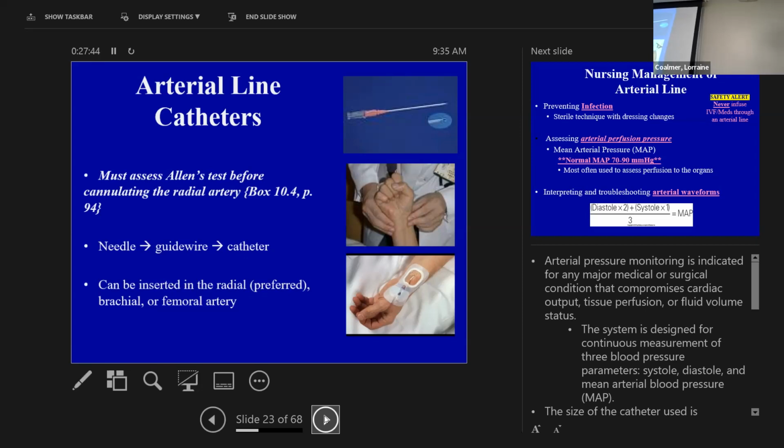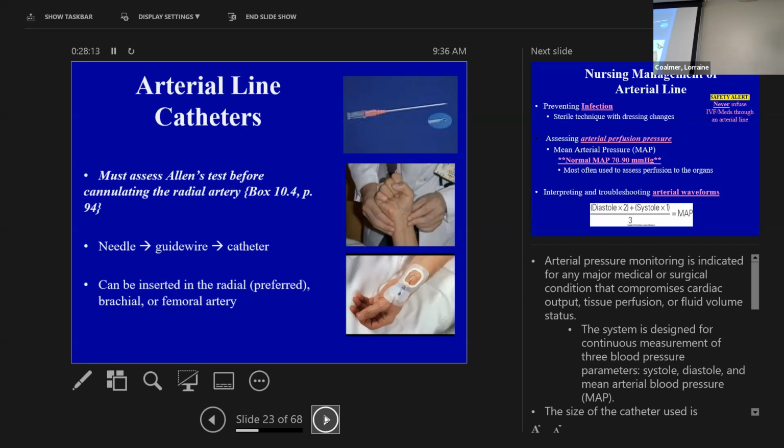Now, your art lines look a lot like IVs. You are not inserting an art line, unless you're a nurse anesthetist, and you're not a nurse anesthetist right now. So if they go, you want to put an art line in? Don't go, yeah. No, you're not doing that. I've never put an art line in. I do arterials. Never put an art line in. So usually the residents or the intensivist or anesthesia will put the art line in.